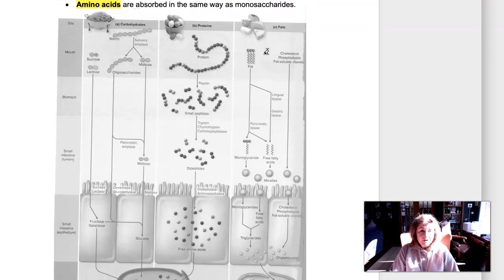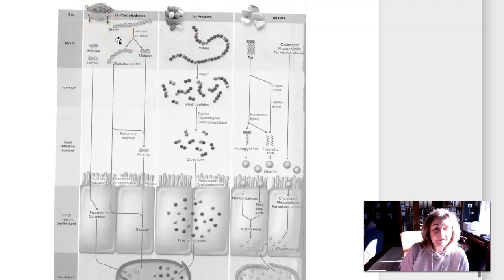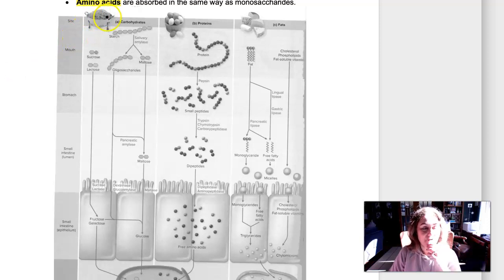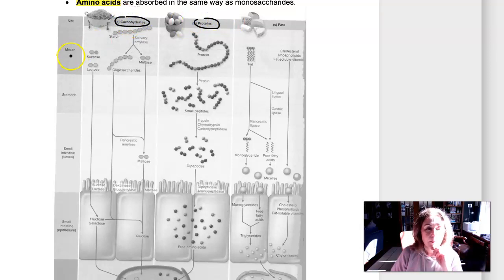Taking a look at this picture, this is a picture from a different textbook. It's a picture from the Saladin textbook, which is an amazing textbook. We're not using it though. Ours is good too, but this picture I thought would be really helpful. So here we're looking at sugars, proteins, and fats, and how they're being broken down in the mouth, stomach, small intestine, and here's the simple columnar epithelium of the small intestine.